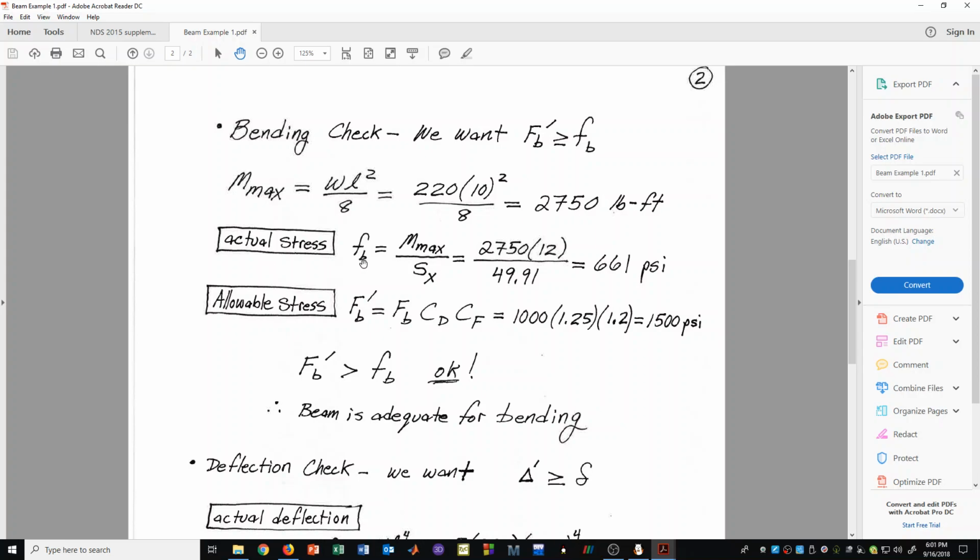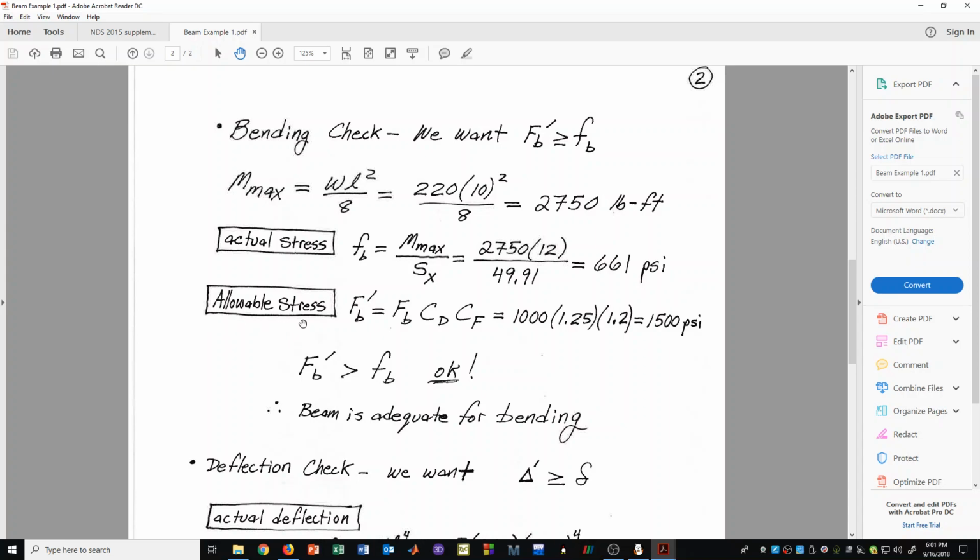The actual stress, F sub B, then can be calculated as M max divided by the section modulus about the x-axis. That is equal to 2750 times 12, so that we can convert this moment into pound-inches. Because we are dividing by inches cubed, we need to have consistent length units, and hence that's why you're seeing this conversion factor on top of this equation. So we get that calculation accomplished, and we get 661 psi for the actual bending stress.